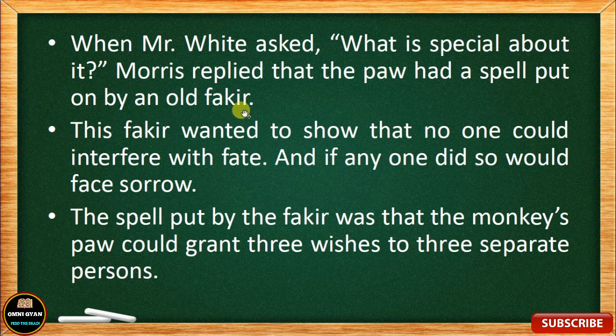All right. Anyways, so this paw had a spell put on by an old fakir. Now why did this fakir put a spell on the monkey's paw? Actually this fakir wanted to show that no one could interfere with fate, and if anyone dared to interfere with fate, they would face sorrow in their life. So the spell that the fakir had put on the monkey's paw is because this fakir wanted to prove that nobody can interfere with fate. Whatever is written in your fate, nobody can tamper with it.